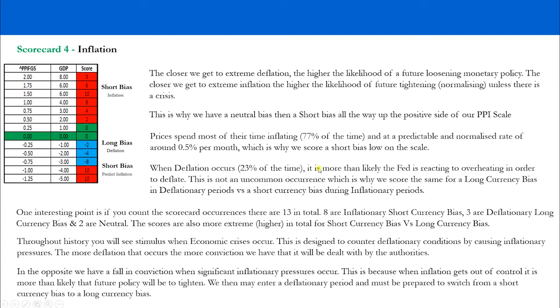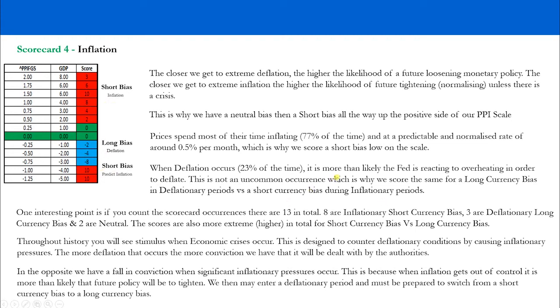One interesting point to note, if you count the scorecard, there's 13 in total in terms of occurrences. 8 of them are inflationary short currency bias. 3 of them are deflationary long currency bias, and 2 of them are neutral. And the scores themselves are more extreme, so higher in total for short currency bias versus long currency bias. So there's absolute higher values and more of them.